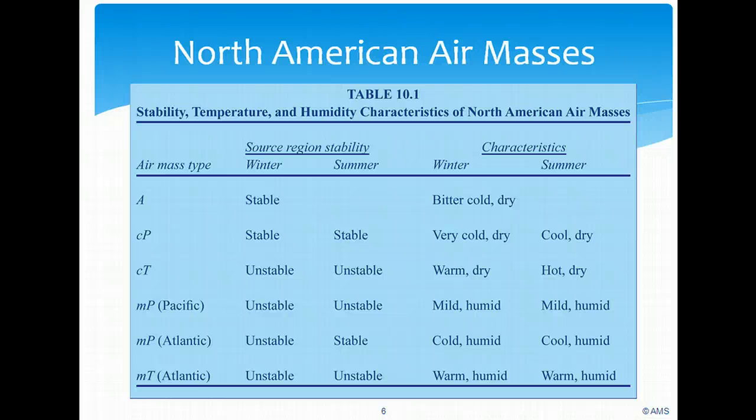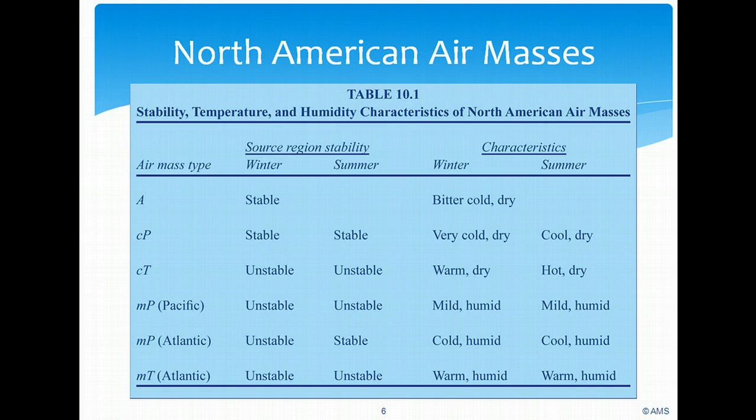The CP, or dry continental polar air, develops over the northern interior of North America. In winter, CP air is typically very cold because the ground in its source region is often snow-covered, the length of day is short, and solar radiation is relatively weak.